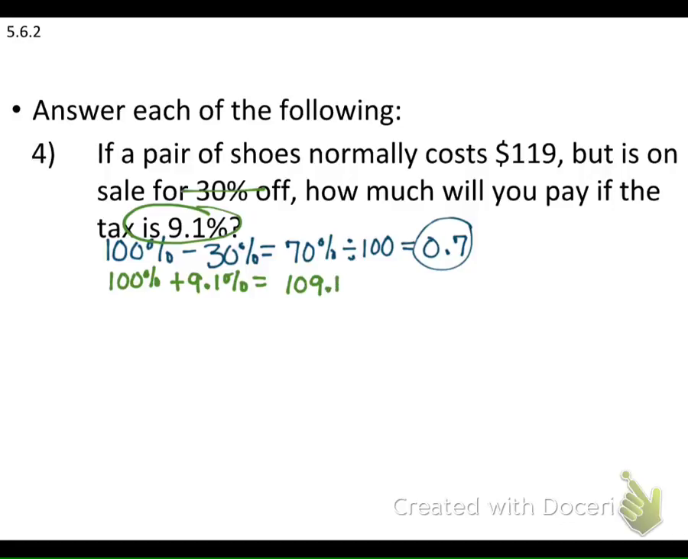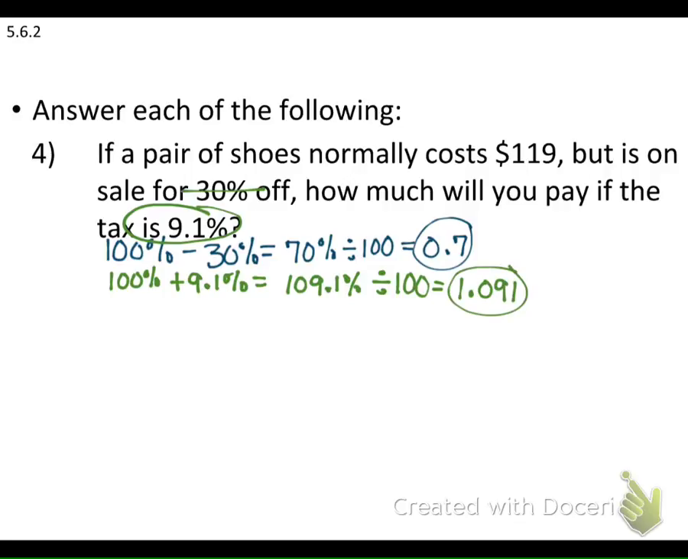109.1. Now we change that to a decimal by dividing by 100. So if I divide that by 100, what does that equal? 1.091. Okay, so that's your second multiplier.